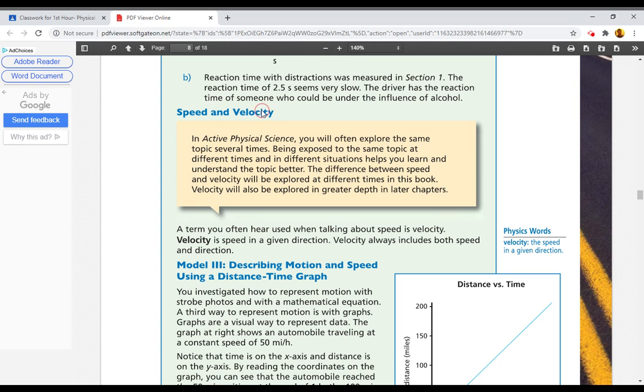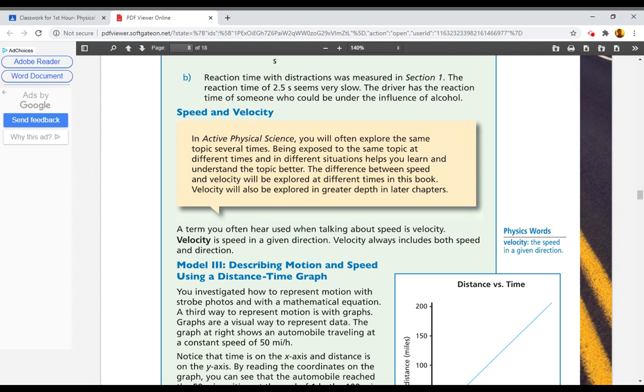All right, speed and velocity. I should have said him or her. I'm sorry. It took him or her 2.5 seconds to slam on the brakes. All right. In Active Physical Science, you will often explore the same topic several times.